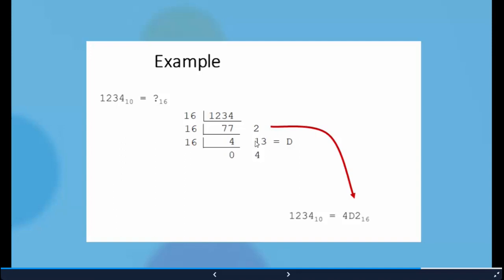Okay, so remember the 13. The 13 in hexadecimal is not present as a digit. You have to convert it to its equivalent, which is letter D. Remember, in hexadecimal, it's 1, 2, 3, 4, 5, 6, 7, 8, 9, A, B, C, D, E, F. F is 15, so you get it. A is 10, B is 11, and so on and so forth. So your 13 is actually D. That's why you write the answer: 1234 decimal is equal to 4D2 in hexadecimal.